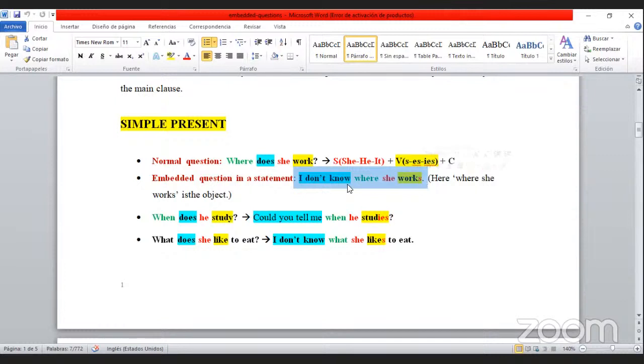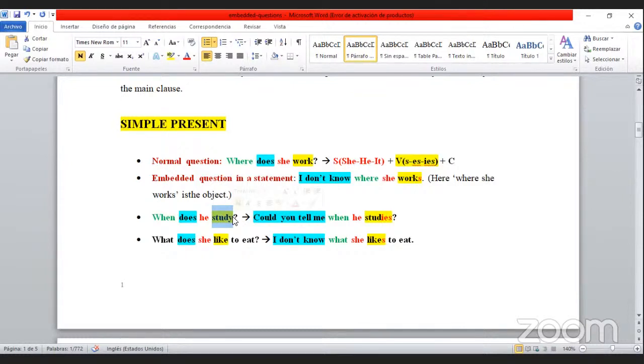Great. So here I have another example. For example, when does he study? So I am using he in this case. Could you tell me when he studies? Subject he, and my verb studies in this case because I am using third person.